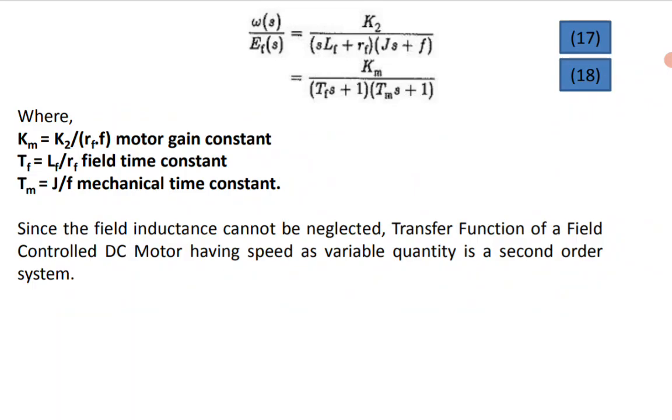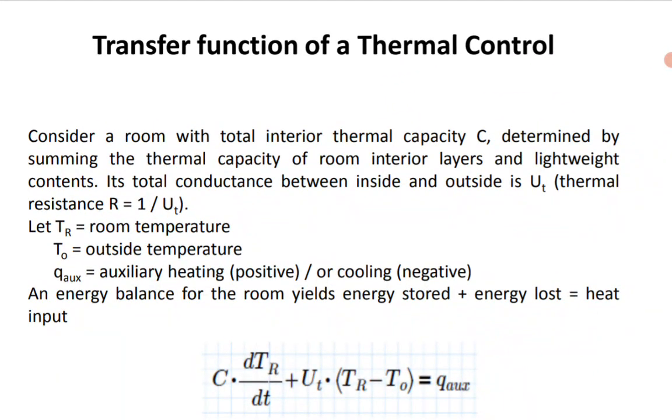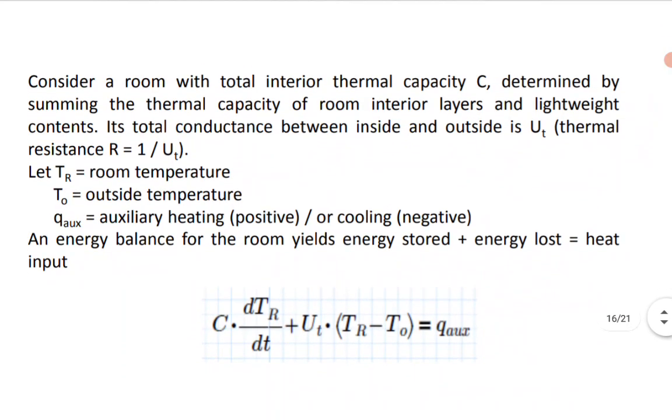Obviously it is very prominent, and you people are very much aware about these things, what is the order of the given system. Now transfer function of a thermal control, it is another very good application for our household purposes. See, consider a room with a total interior thermal capacity C determined by summing the thermal capacity of room interior layers and lightweight contents. Its total conductance between inside and outside is U suffix T, that is thermal resistance, R is equal to 1 by U suffix T, obviously thermal conductance.